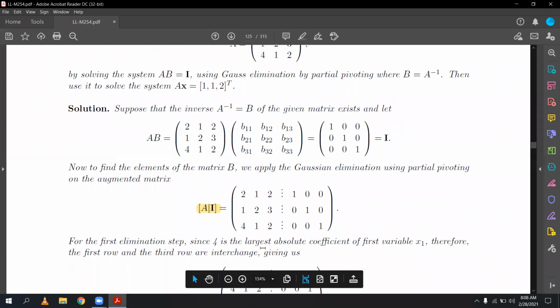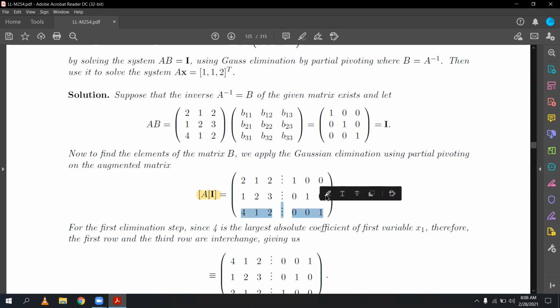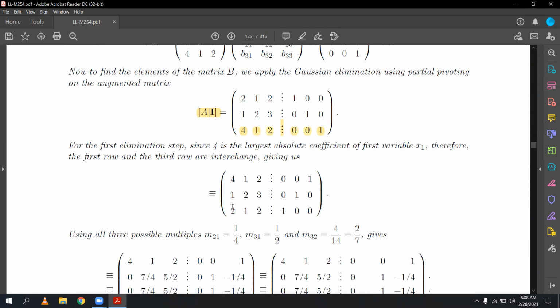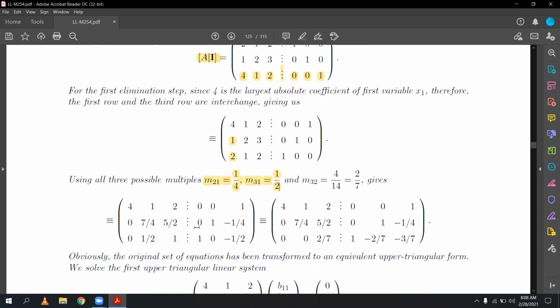So what we do here, you can see which one in the first column is big. 4 is the biggest. So we interchange this whole row with the first one, and we have this shape. Now we make this one and this one equal to 0. And how can you make 0? You use the multiple like we did here. When you do, you have this shape.